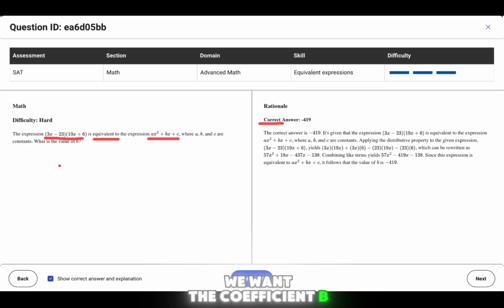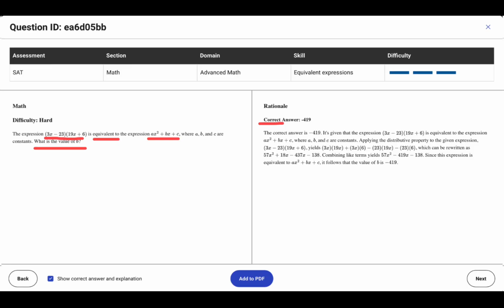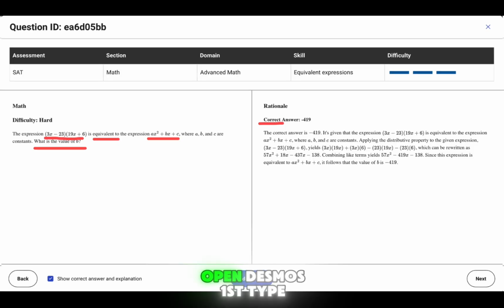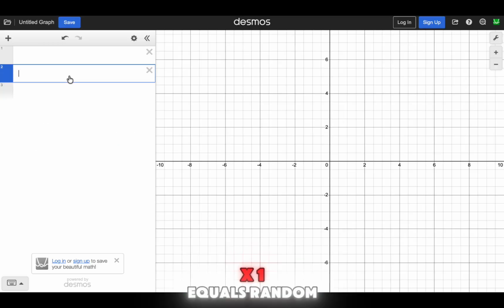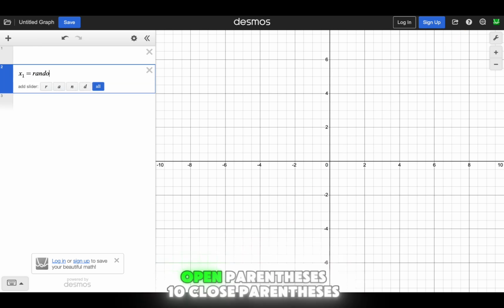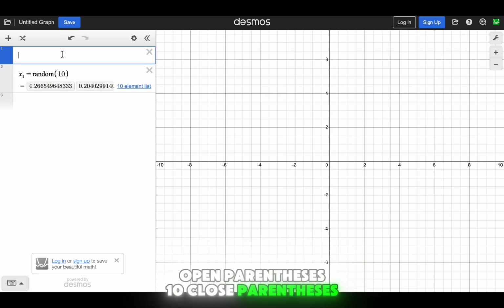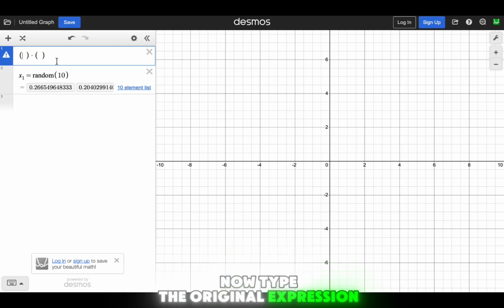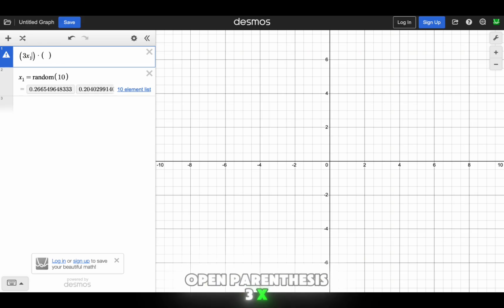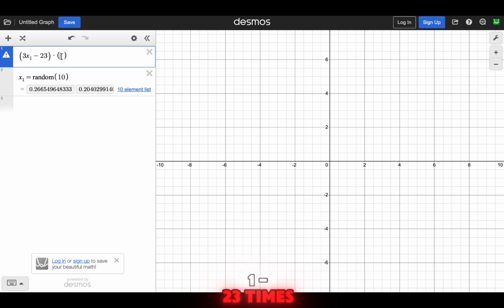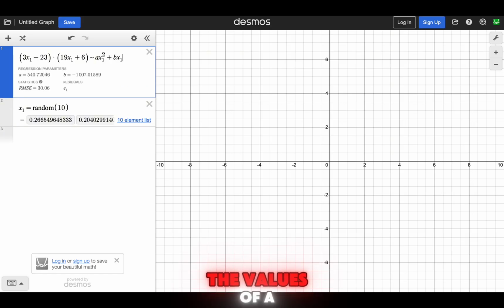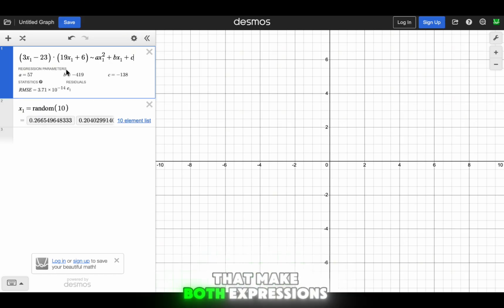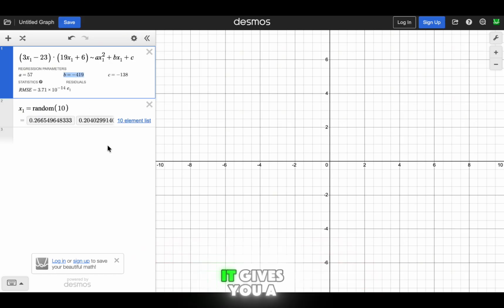We want the coefficient b. Instead of expanding everything, we're going to let Desmos find it. Open Desmos, first type x1 equals random, open parenthesis, 10, close parenthesis. That creates 10 random x values. Now type the original expression, open parenthesis, 3x1 minus 23, times, then type a tilde, ax1 squared plus bx1 plus c. That tells Desmos, find the values of a, b, and c that make both expressions identical. Instantly, it gives you a.